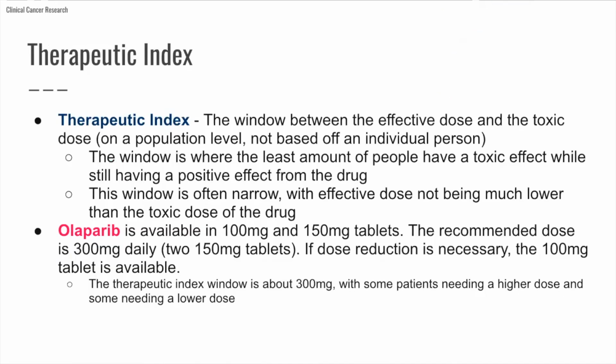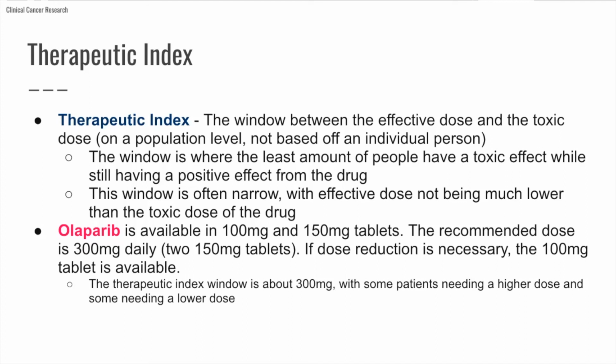The therapeutic index, or the window between the effective dose and the toxic dose, is based on a population level, not on an individual person. So the window is going to be where the least amount of people have a toxic effect while still having a positive effect from the drug. For this reason, this window is often going to be narrow, with the effective dose not being much lower than the toxic dose of the drug.